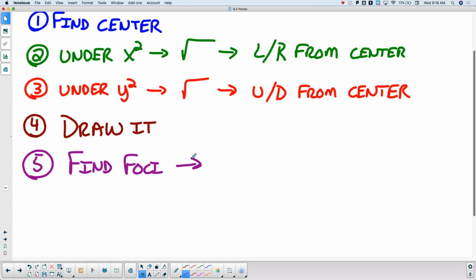What is the equation that I need to use for finding foci? c squared equals the absolute value of a squared minus b squared. And what's a squared? That's the first one. The first one under x squared. So it's the number underneath x squared. Yep. And b squared is the number under y squared. Yep. Okay. So really, we could have gone back up here and we could have said that this was a squared and this was b squared. Right? Okay. And what's c then?